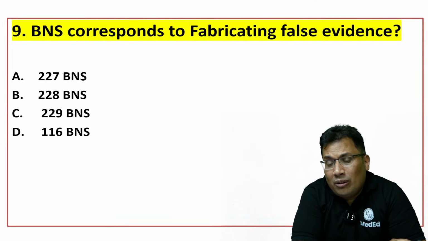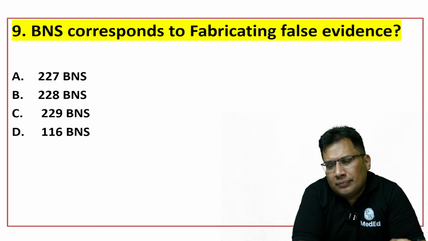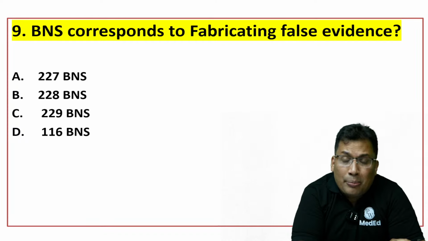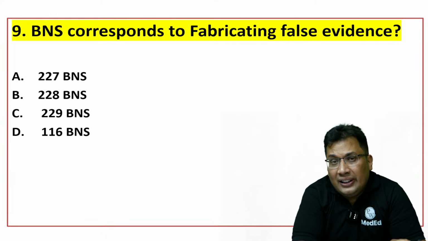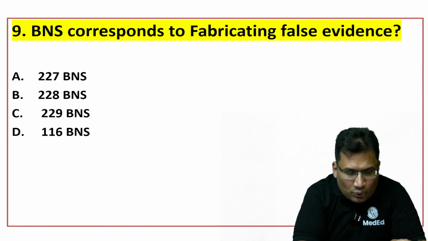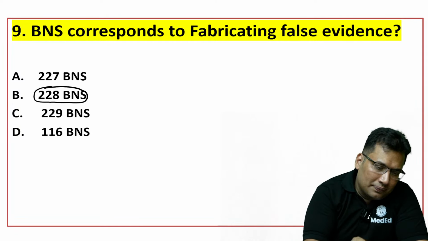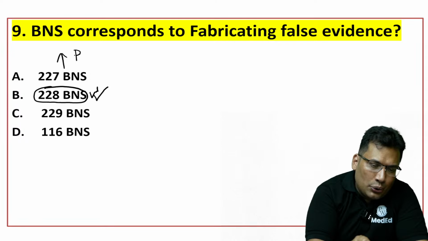BNS corresponds to fabricating false evidence. Fabricating false evidence मतलब create करना, false evidence create करना. Maybe some motive is there, maybe love affair, bribery, whatever that is. So fabricating false evidence, answer would be 228. 228 आंसर है. 227 क्या है बताओ? परजुरी डेफिनेशन है. 229 क्या है? डेफिनेशन हो गया. पनिशमेंट है.